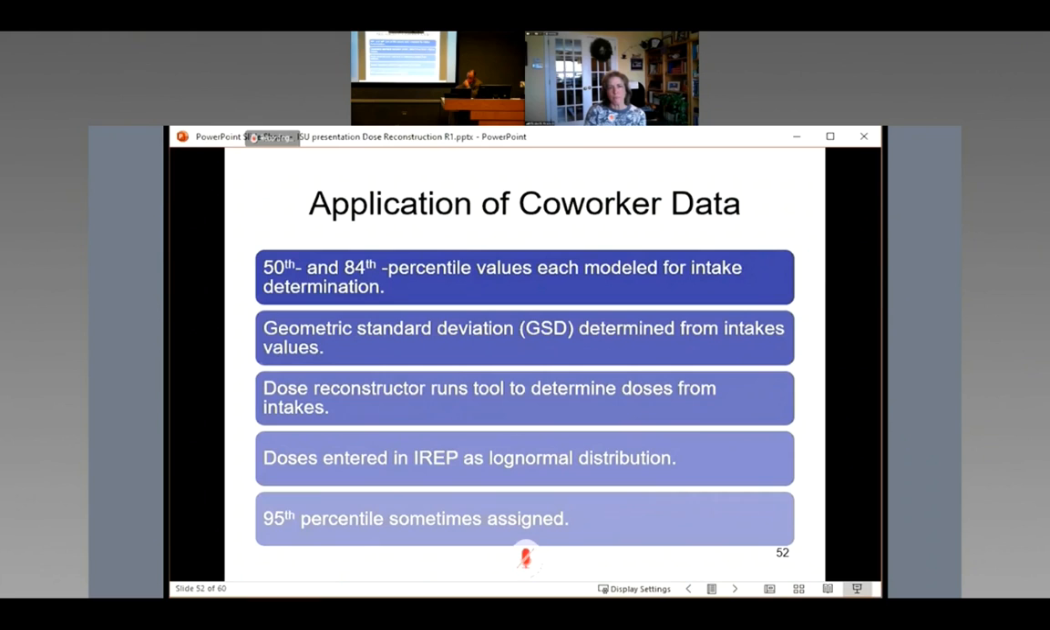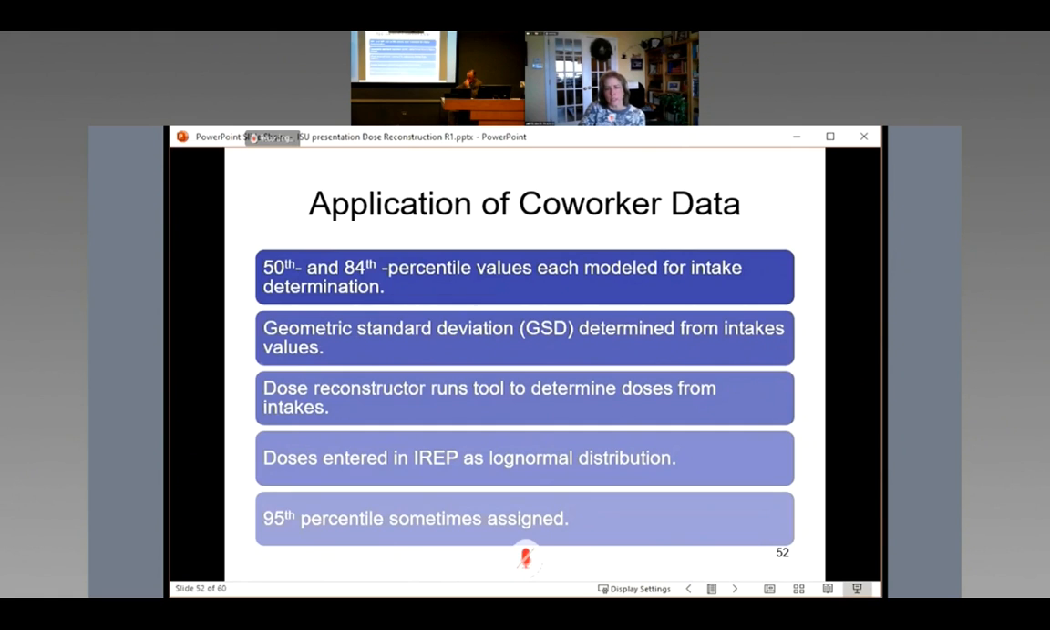So we assess the 50th and 84th percentile values for the bioassay data, and we fit that in IMBA. We calculate the geometric standard deviation based on those two values, and then the dose reconstructor determines the doses from those intake rates. So we publish a document with the intake rates, and the dose reconstructor then applies that to an individual.